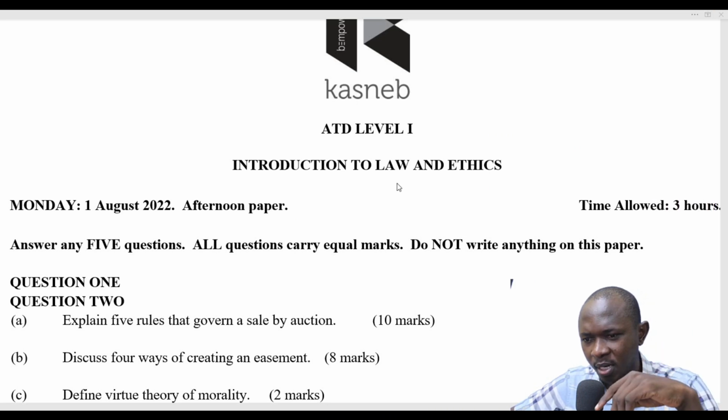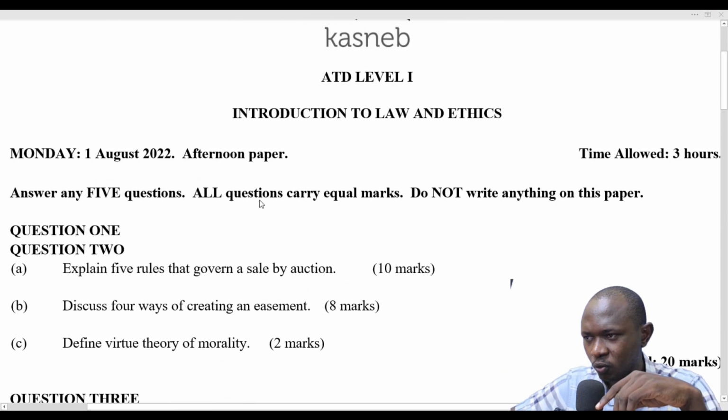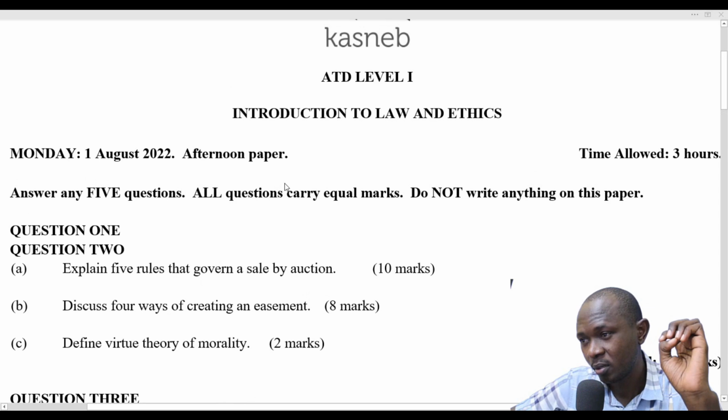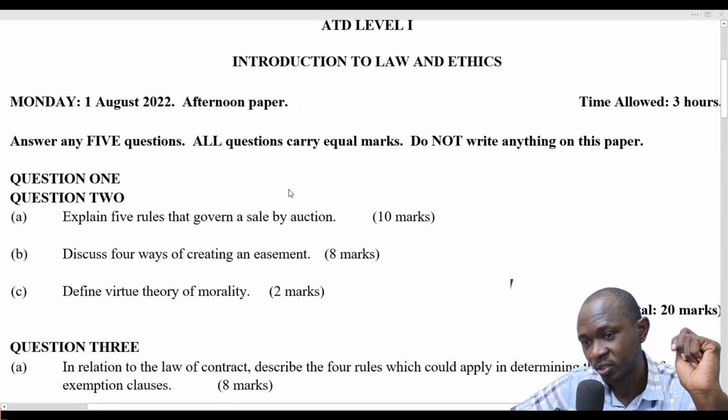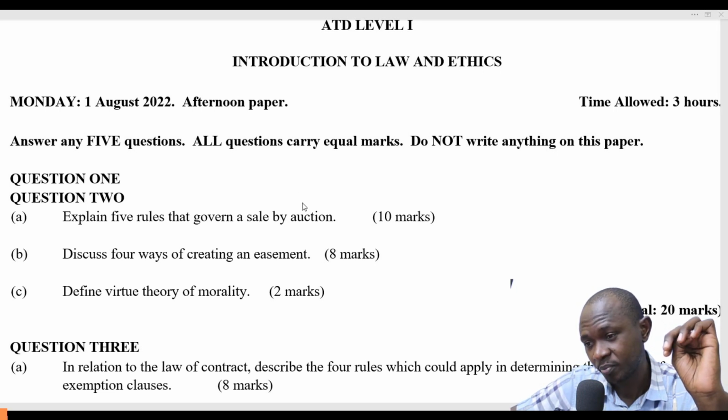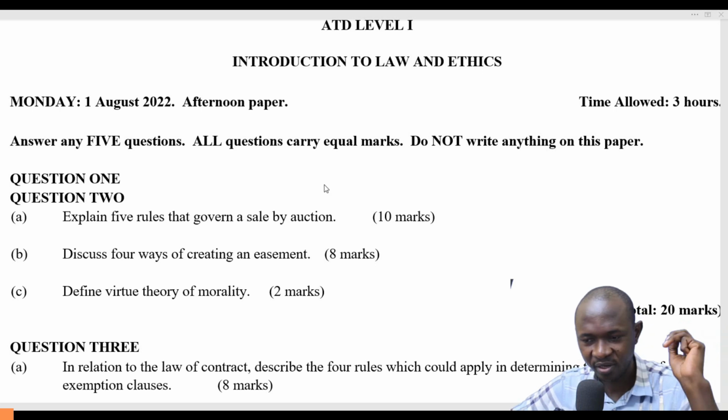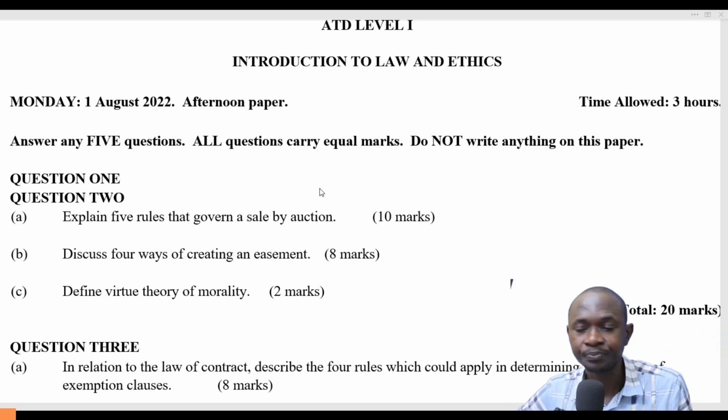So welcome class again. This is question 2 of ATD level 1 paper, Introduction to Law and Ethics. Question 2, we have 3 questions. Explain 5 rules that govern a sale by auction. That is part A. Part B, discuss 4 ways of creating an easement. And part C of the question, define virtue theory of morality.